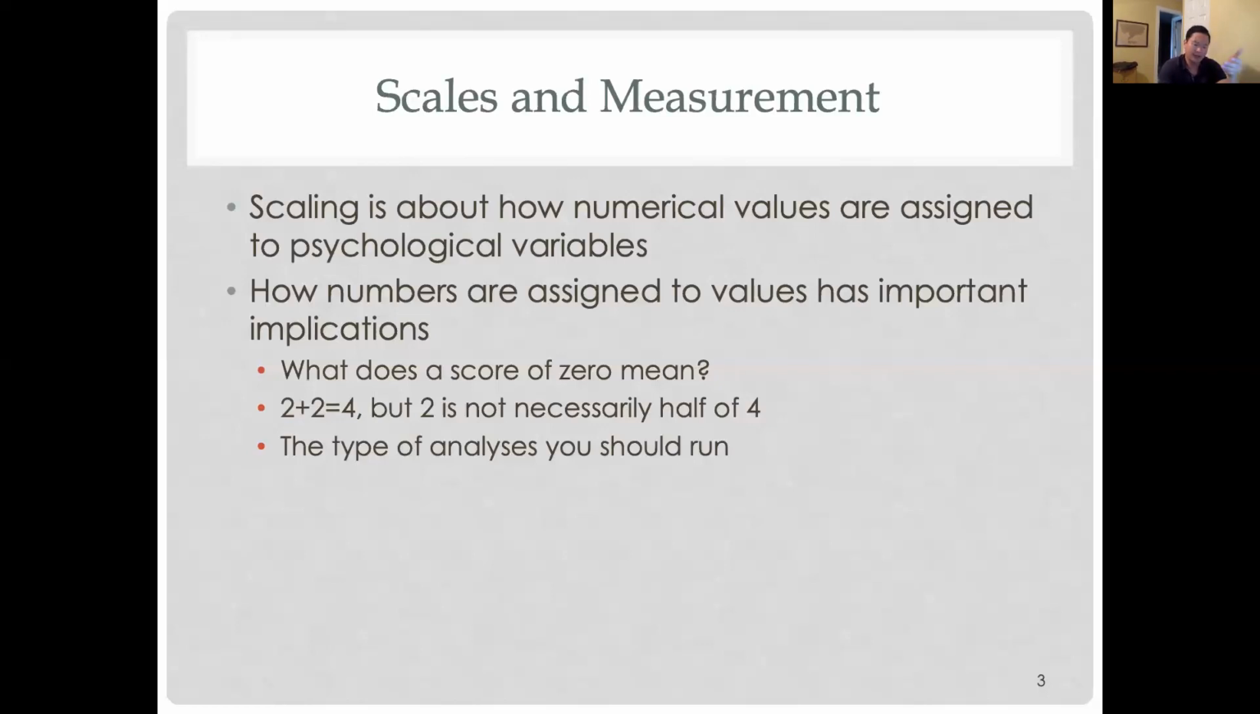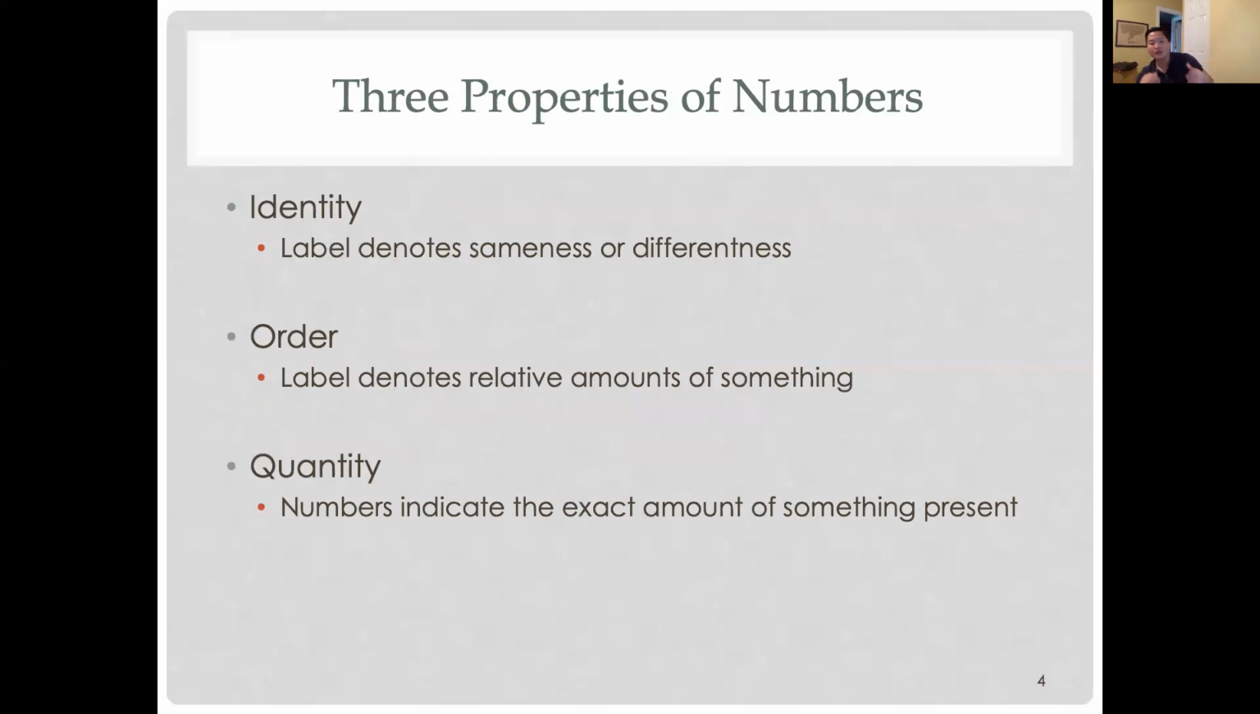And then there's a measurement statistics aspect to this, where your scaling is going to affect the type of analyses you can run. And we'll talk about that a little bit here in a few seconds. But what we'll do really for the bulk of the lecture today is we'll talk about 3 properties of numbers and how those properties translate into 4 scales of measurement. The 3 properties of numbers we'll talk about are identity, order, and quantity. So numbers have these properties when we talk about psychological measurement.